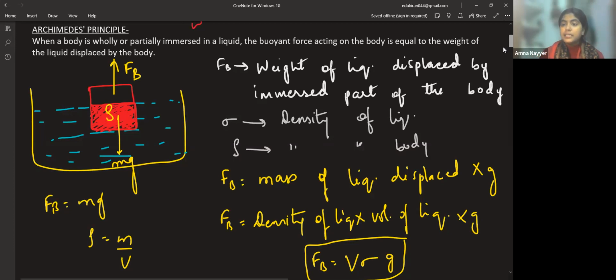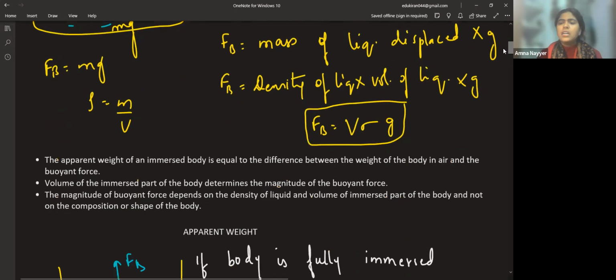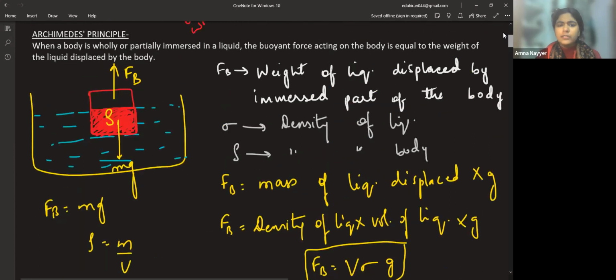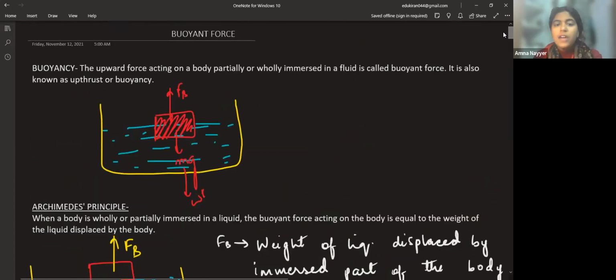See, the statement is written. This is about apparent weight that I'll tell you. First, tell me, is the concept of Archimedes' principle clear to all of you? Khadija, Leena, Hudeja, Mariam, Nuha. Is it clear? Do you want to ask anything? Yes, ma'am. Clear? Other students also? Yes, ma'am. Write it down.